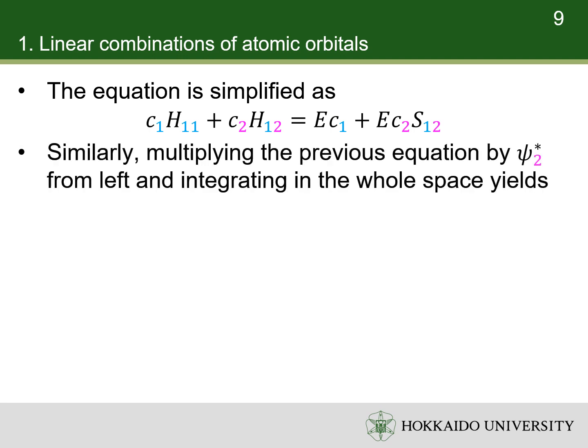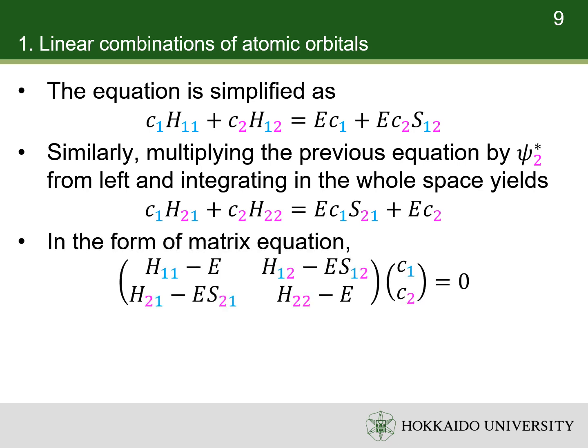The process can be repeated starting with multiplying the equation by the complex conjugate of Psi2 from left, and then integrate in the whole space. With similar notations of Coulomb integral, exchange integral, overlap integral, and the normalization of wave functions, that equation reads like this. These two equations are linear equations about C1 and C2. It is often convenient to represent them as a matrix equation, in which the square matrix is called the coefficient matrix of C1 and C2.